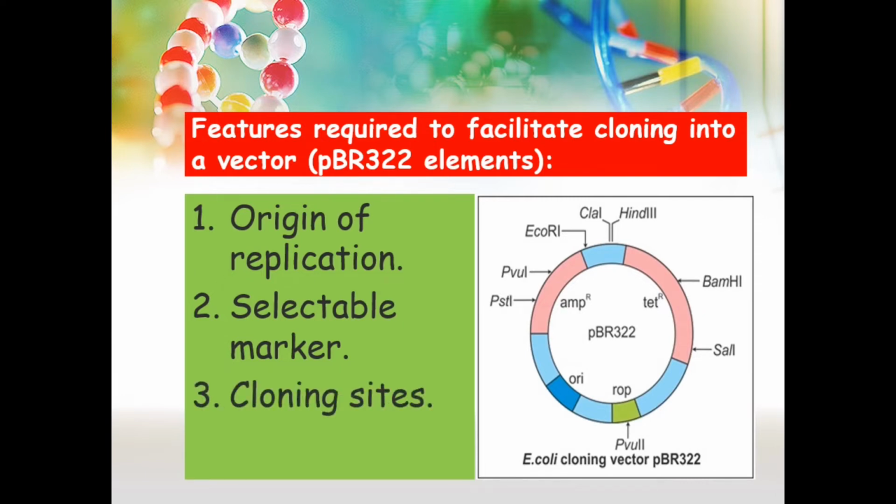Third is cloning sites. So cloning sites are the sites which are recognized by the restriction enzyme. First they recognize these sites and then they cut the DNA in this particular region. As they cut the DNA, now the sticky ends are generated and we can introduce the foreign DNA into it. So these are the three important features needed in any vector: origin of replication, selectable marker, and cloning site.